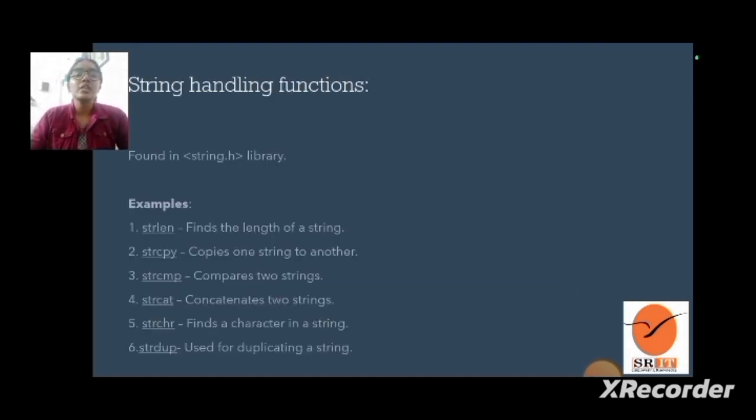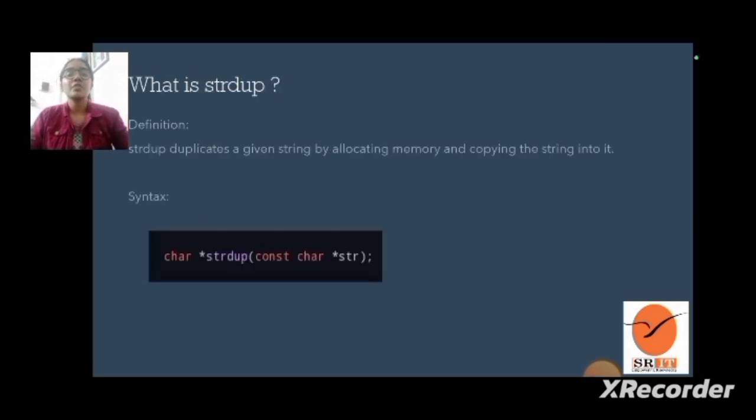String handling functions are found in the string.h library. Here are a few examples of string handling functions. strlen finds the length of a string. strcpy copies one string to another. strcmp compares strings. strcat concatenates two strings, which means adding two strings. And strchr finds a letter in a string. strdup is used for duplicating a string, which we are going to discuss in the further slides.